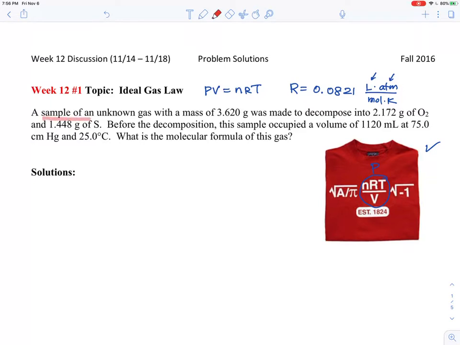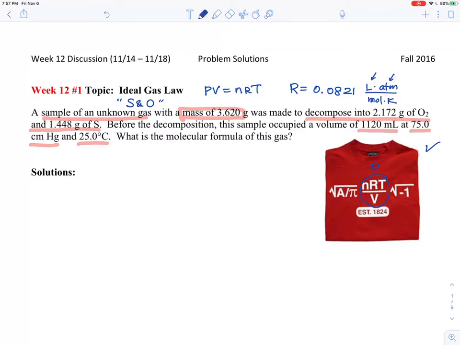A sample of unknown gas with a given mass, so the mass is given for this sample, decomposed into oxygen of a certain mass and sulfur of a certain mass. Therefore, this gas must be composed of sulfur and oxygen. Before the decomposition, this sample occupied this volume, so that must be your volume. And this pressure is in centimeters Hg, which can be converted into atm. That's your pressure, and then this is your temperature.